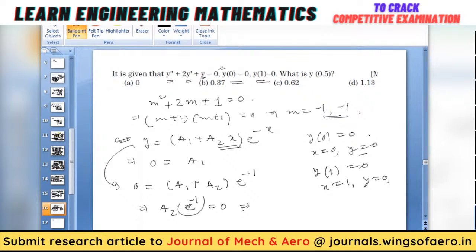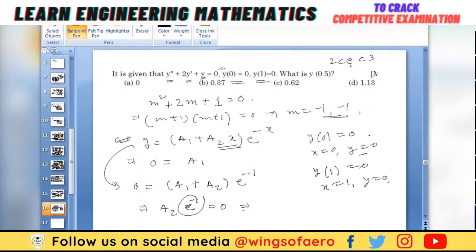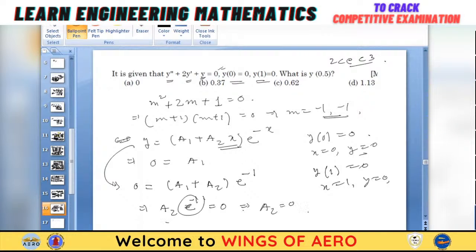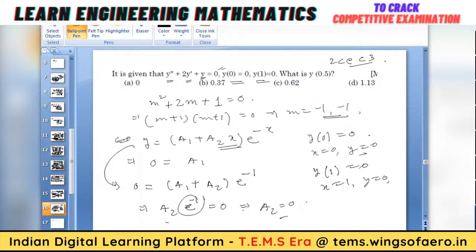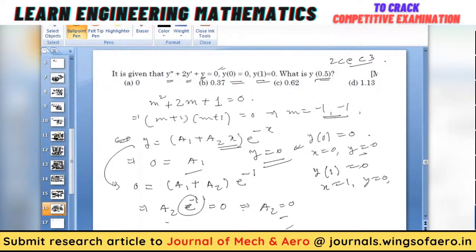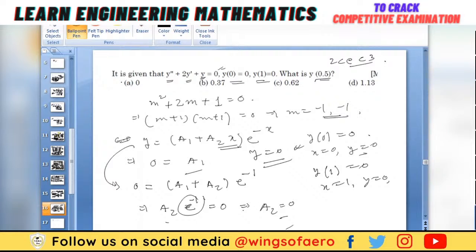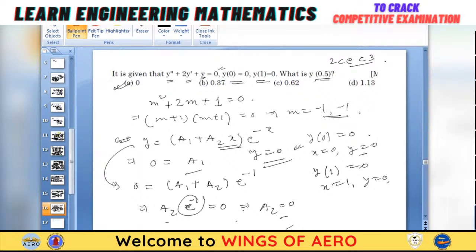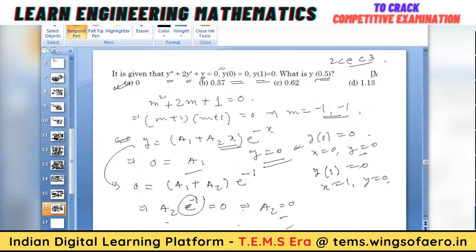e to the power minus 1 can never be 0, because we know the value of e is in between 2 and 3, so obviously a2 equal to 0. a1 equal to 0, a2 equal to 0, it means y equal to 0 is the only solution. If y equal to 0 is the solution, then y(0.5) is obviously 0. So A is the right answer. Any doubt?